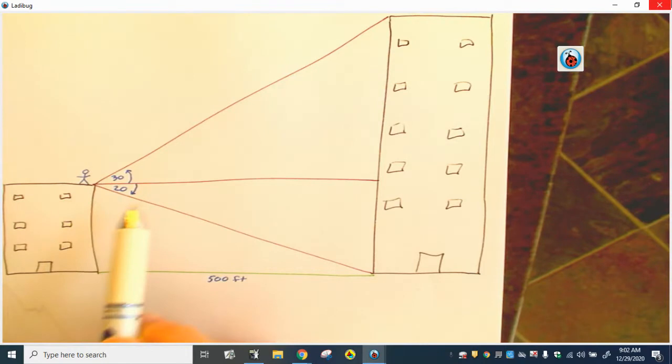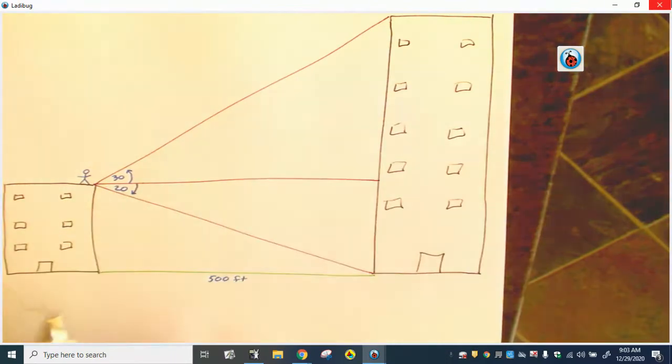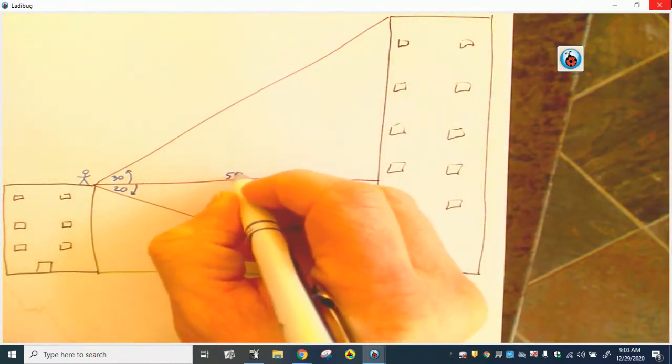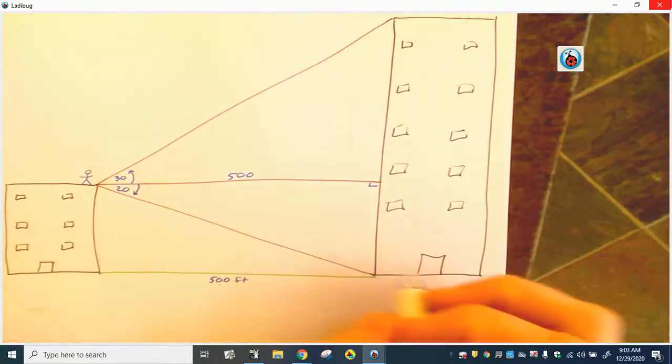So again, remember, angle of depression is from a parallel line to the ground down. So that's the angle of depression to the base of the building. The angle of elevation up to the top would be 30. Okay, if we know this is 500, we also know this is 500. Well, now you just have two separate SOHCAHTOA problems.